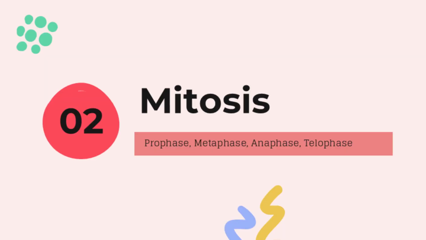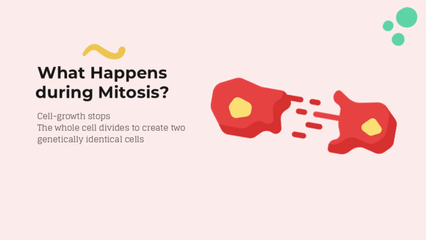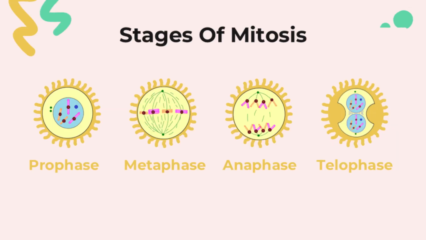Next step we're going to talk about in more detail is mitosis. What happens during mitosis? Cell growth completely stops. This means that no RNA is produced and no protein is produced. The whole cell divides to create two genetically identical cells. Here are the stages of mitosis: prophase, metaphase, anaphase, and telophase.